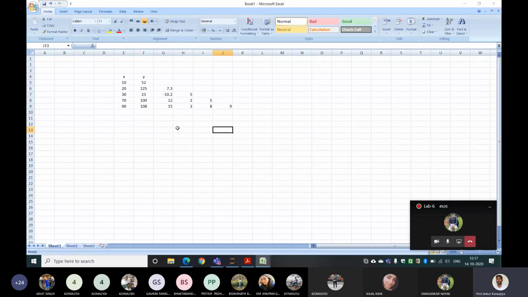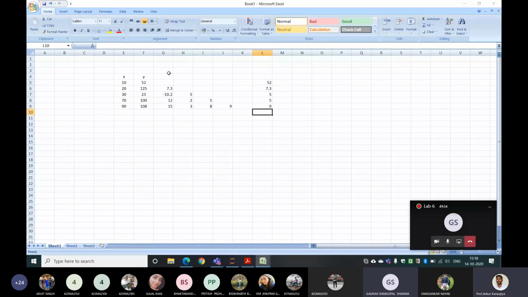To make a Newton divided difference forward polynomial, what values are required? Tell me what values are required. I will write those values only in this table. The first entry is 52 definitely, then 7.3, then 5, then 5, then 9.